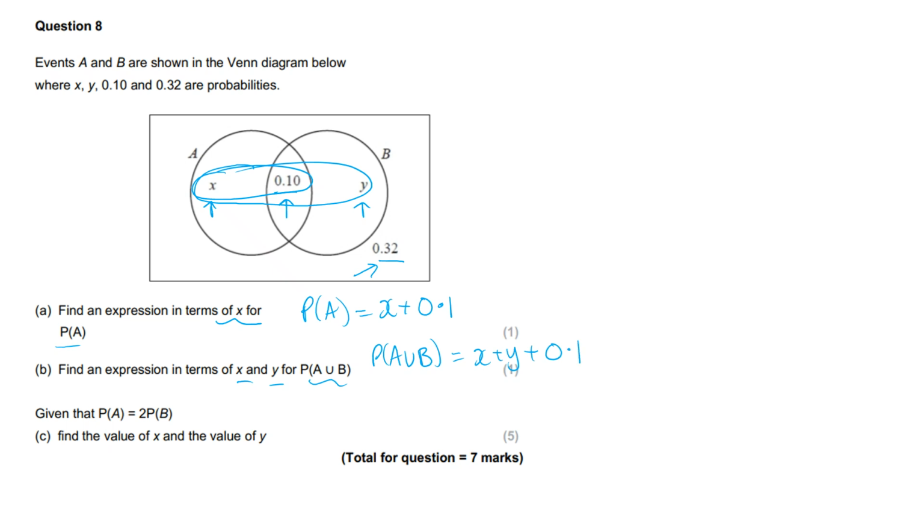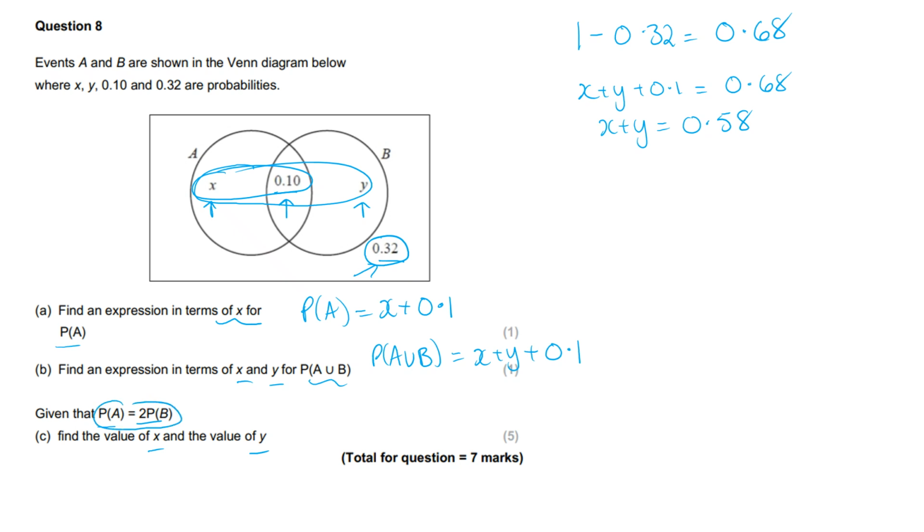Now in part C, given that the probability of A is double the probability of B, find X and Y. Now we've got 2 values, so we're going to be doing some sort of simultaneous equations, either by elimination or substitution. So what do we know? Because we've got this 0.32 on the outside, if we do 1 minus 0.32, that gives us 0.68. So the sections that must add to 0.68 are X plus Y plus 0.1 equals 0.68. So that tells us that X plus Y is 0.58.